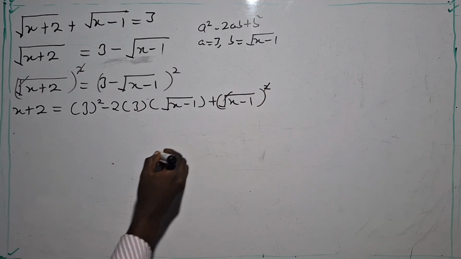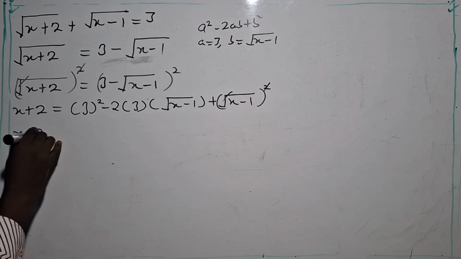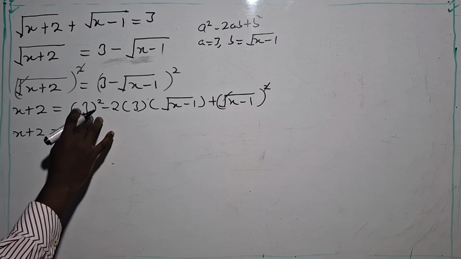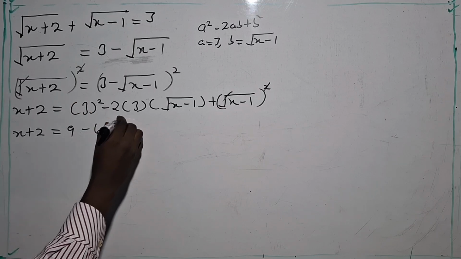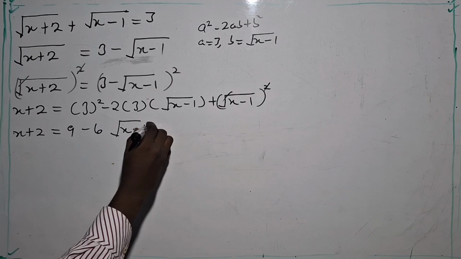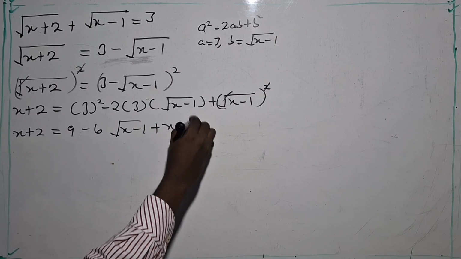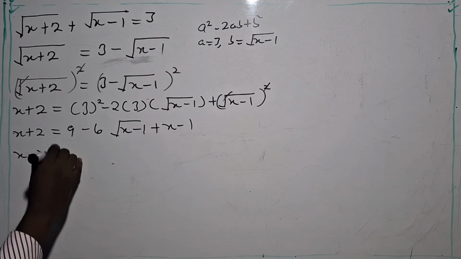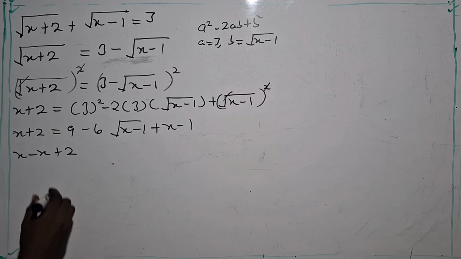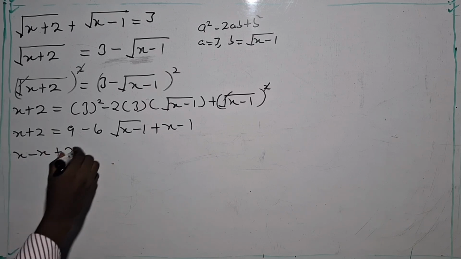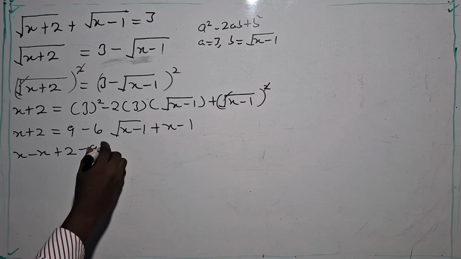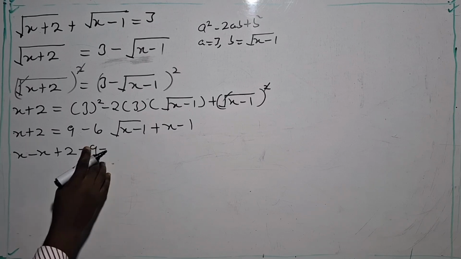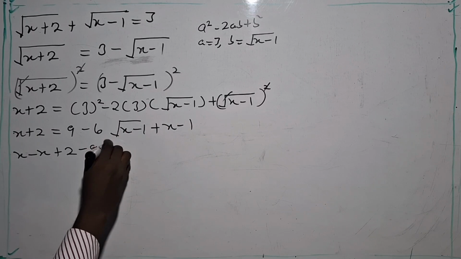So we cancel out this. So I'll have x plus 2 is equal to the square. It will give us 9 minus 6, then multiplying the square root of x minus 1, plus x minus 1. So what I have to do is to what? Group like terms. So I have x minus x, then plus 2 minus 9 plus the 1.